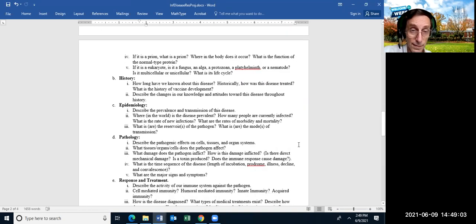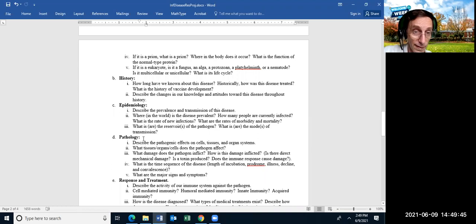You then have another subsection telling us about the history of the disease. Describe changes in our knowledge and attitudes towards the disease throughout history. Now for COVID-19, the disease has no history, and so that would be something you'd state. You tell us about the epidemiology, describe the prevalence and transmission of the disease. Where in the world is the disease prevalent? Like malaria is found in the tropics. How many people are currently infected? What's the rate of new infections, etc.